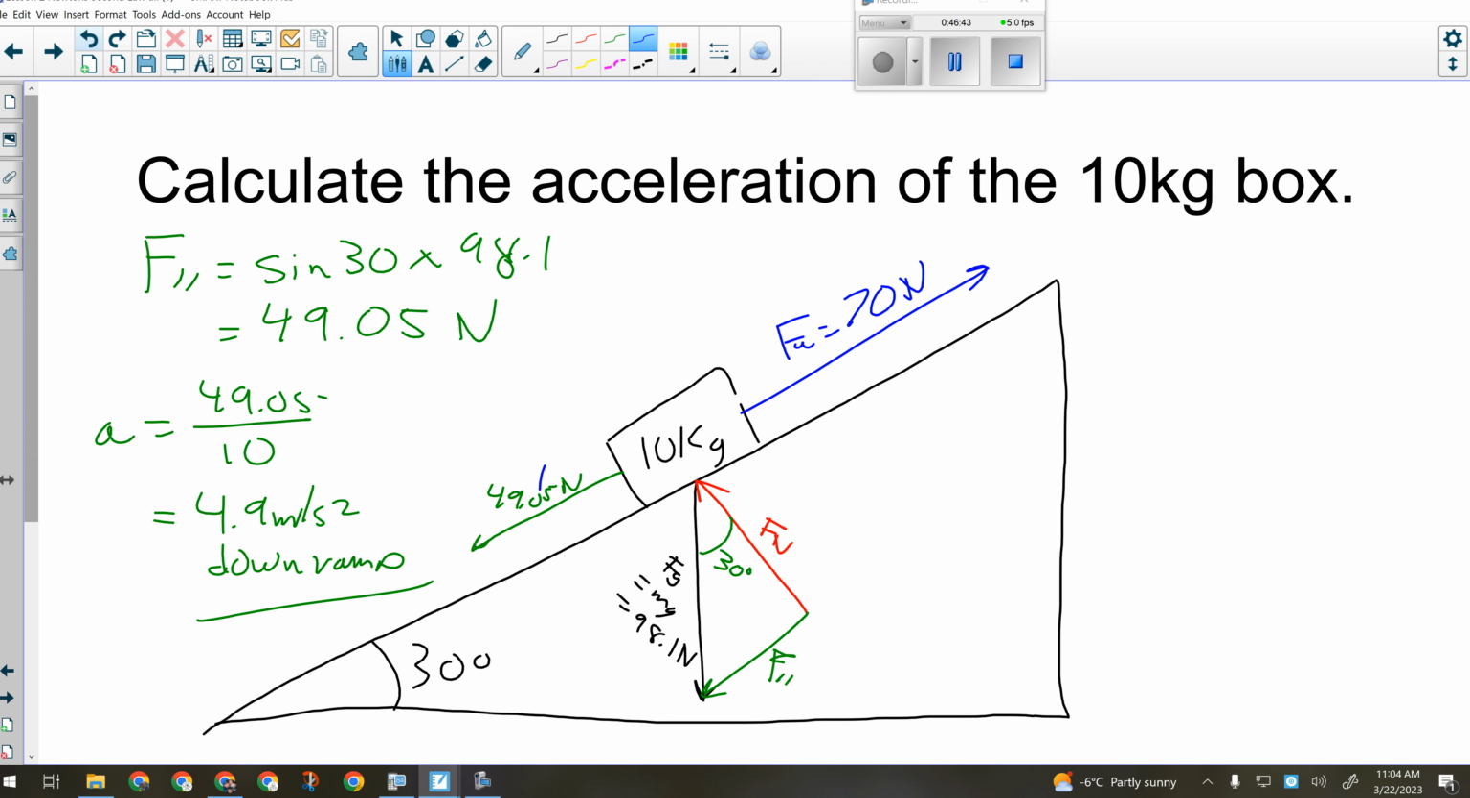Okay. If you don't have this diagram, especially the heart of the diagram, that would be that internal triangle, have it copied down. You're going to need it. It's always the same other than the angle. Okay? F normal is always the adjacent side. Okay? FG is always the hypotenuse. F parallel is always the opposite side.